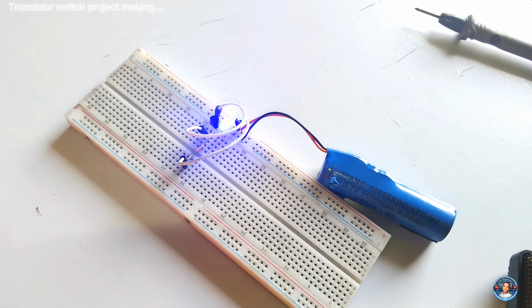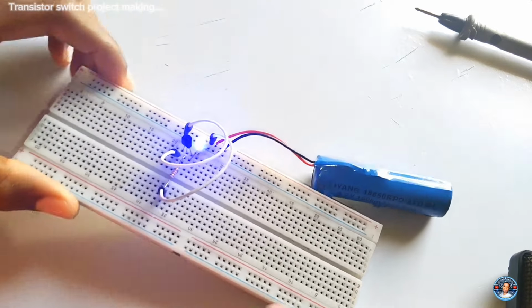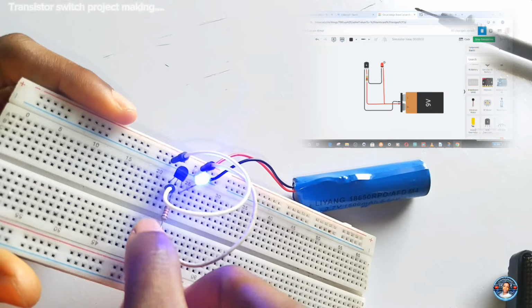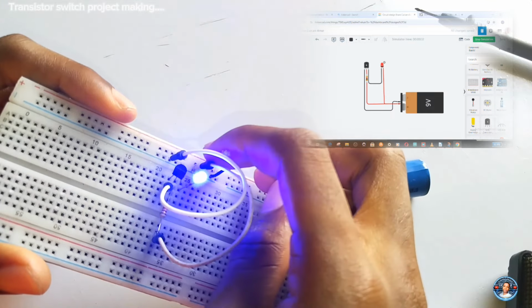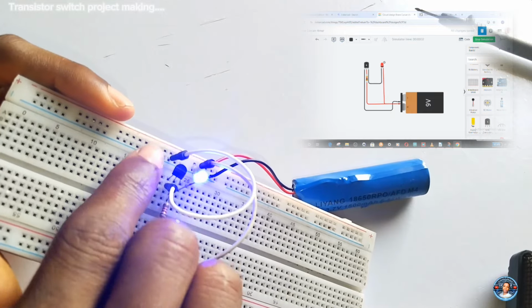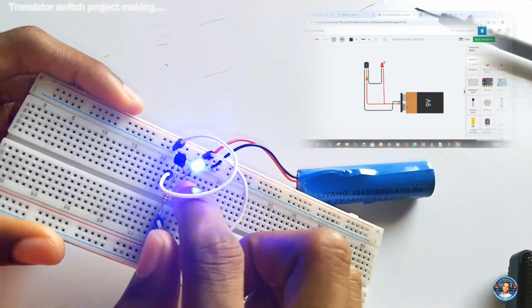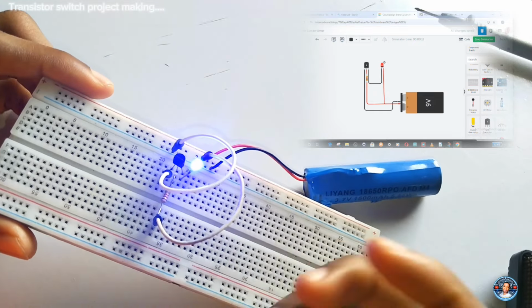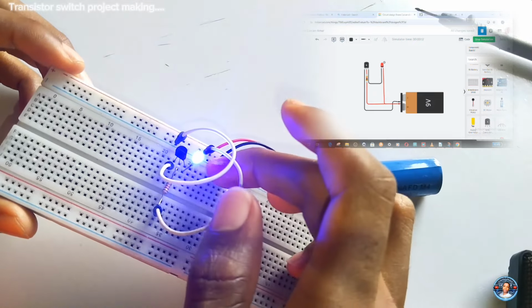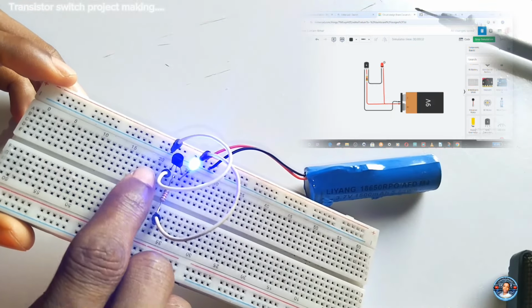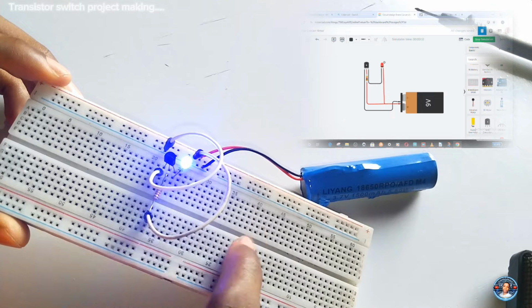So this is how you interface your transistor if you want to make it work as a switch. As you can see here, this is the resistor which is connected to the base of the transistor. The other leg of the resistor is connected to the positive side of the power supply, and the emitter of the transistor is connected to the negative side of the power supply. The collector of the transistor is connected to the negative side of the LED, and the positive side of the LED is connected to the positive rail of the power supply. The switch closes the negative to the negative of the LED.